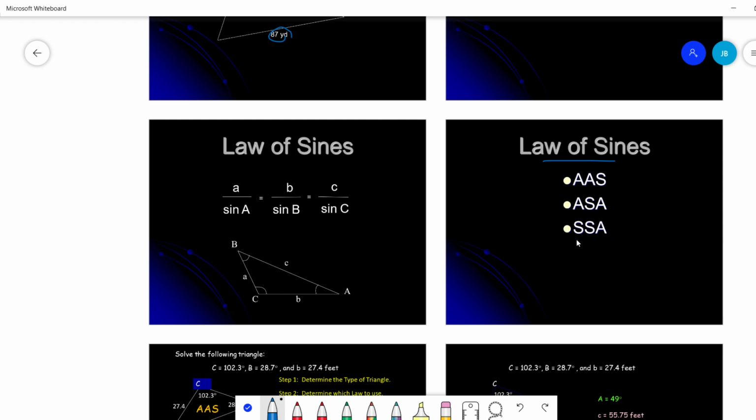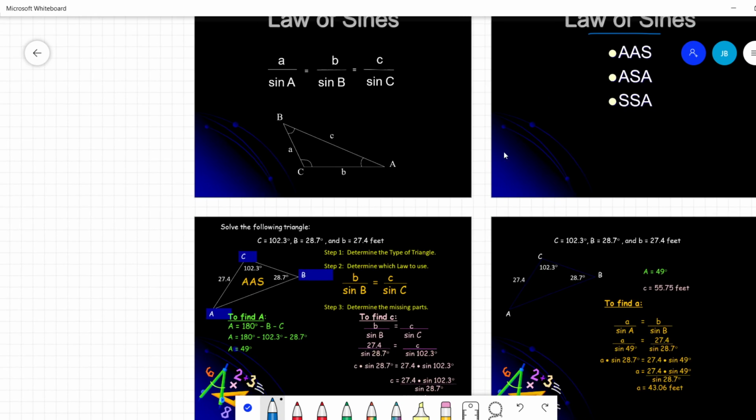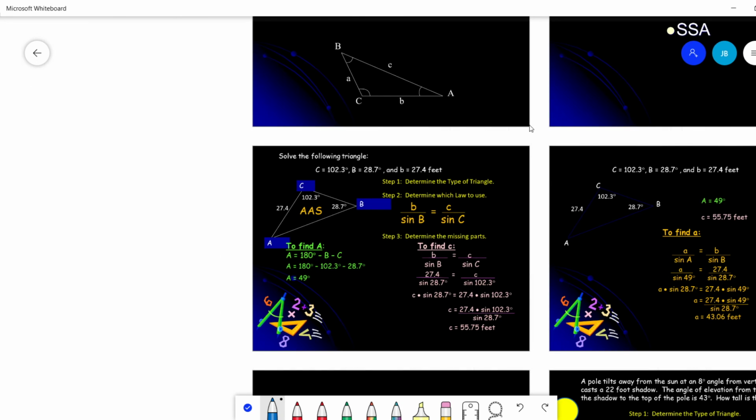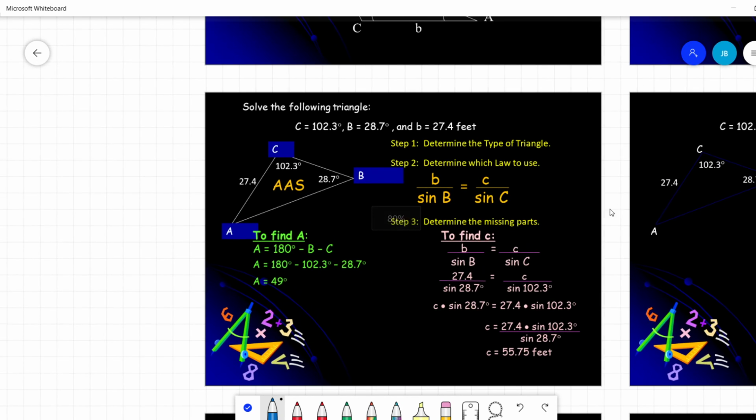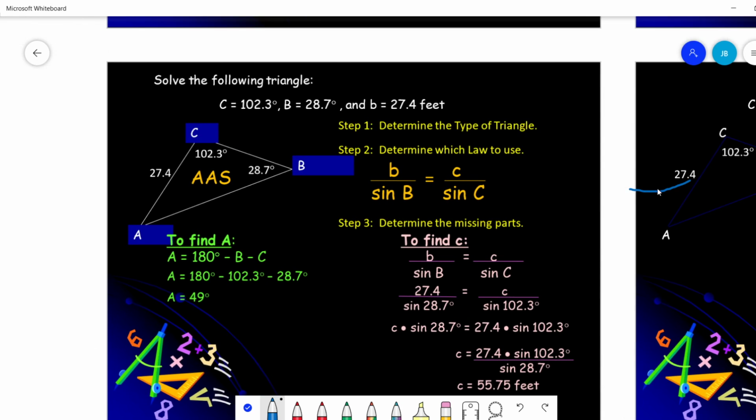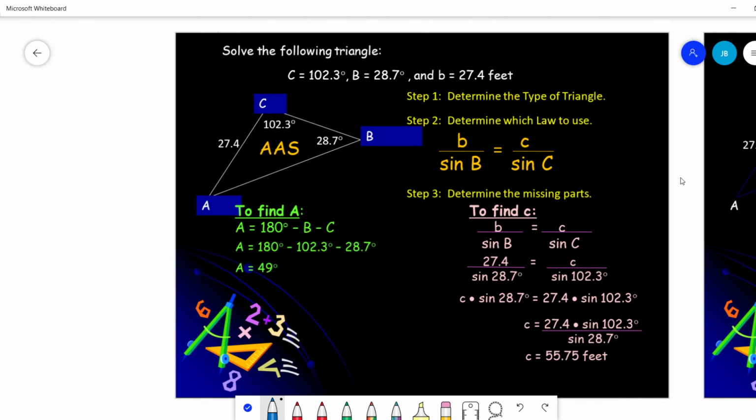Actually, you can easily notice that if you draw a triangle. So say we have this example here. You have angle C as 102.3 degrees. You have angle B as 28.7 degrees. And you have this unknown angle here. What is this? This is angle, angle, side or angle, side, angle.